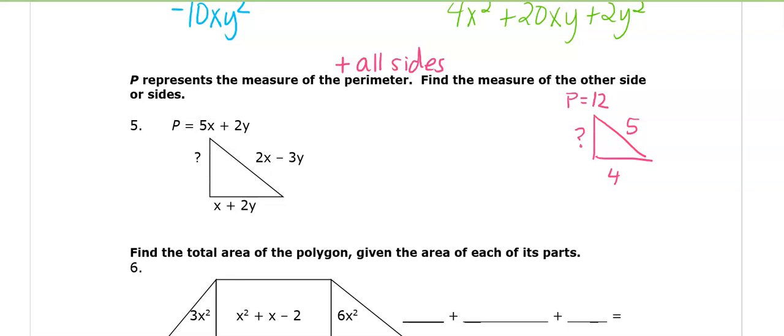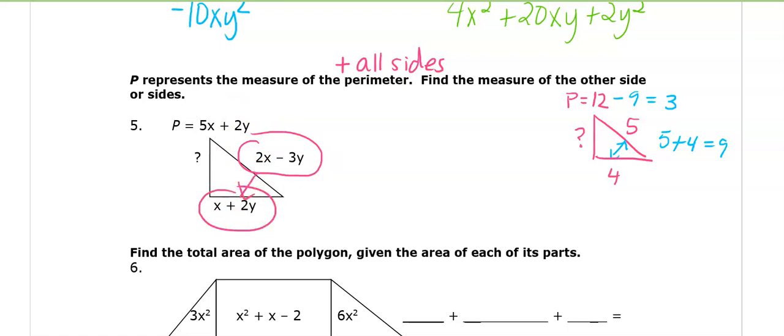Most students tell me, well, Miss, I add these two together, so 5 plus 4 is 9, and then I subtract that from the perimeter, and that gives me a 3. So we're going to do this other problem over here the exact same way. We are going to add these two together.